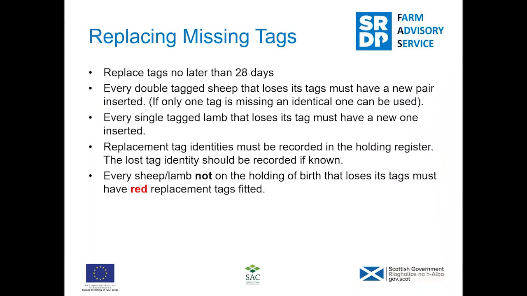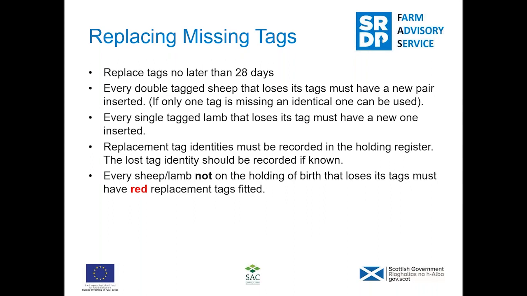So we'll go over replacing missing tags in a few slides' time. However, you must replace tags no later than 28 days of discovering them. Every double tagged sheep that loses its tags must have a new pair inserted. If only one tag is missing, an identical one can be used. Every single tagged animal that loses its tag must have a new one inserted.